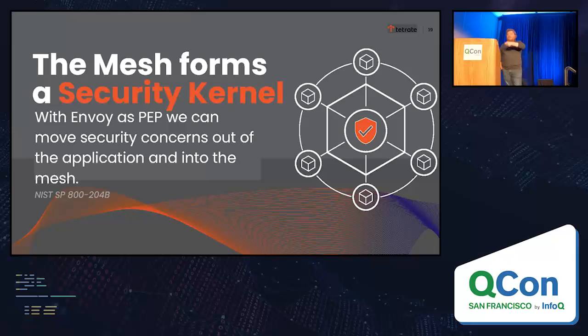Rather than deploying processes onto a host, we're deploying microservices into our infrastructure. But in the same way that the operating system provides a key set of capabilities regardless of the application, the service mesh can provide a consistent set of security capabilities regardless of the app that's running.